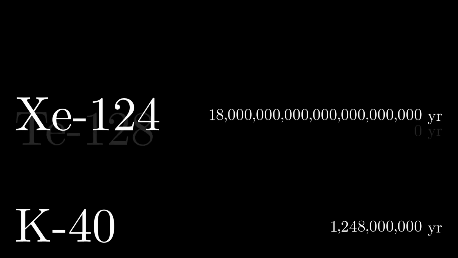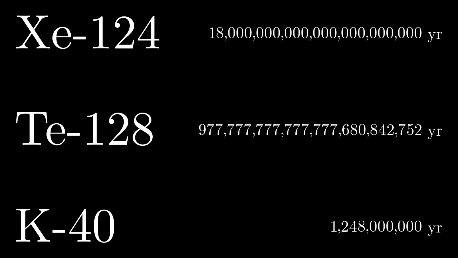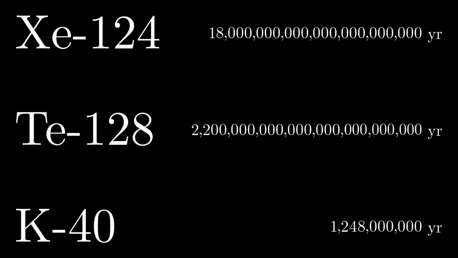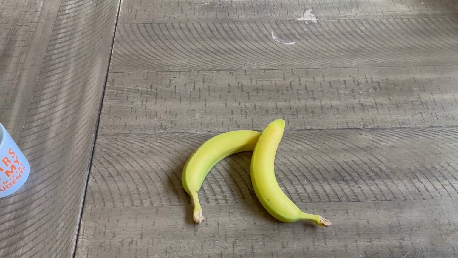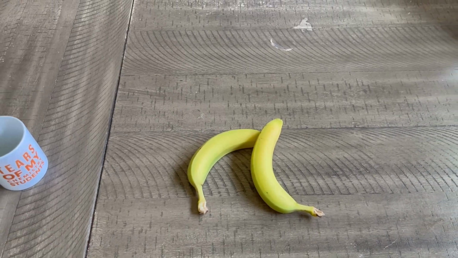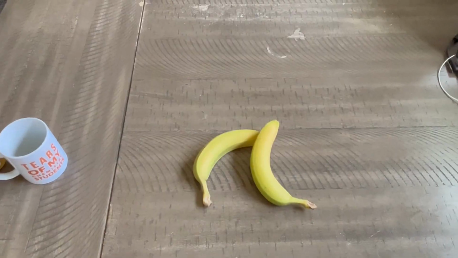The current record belongs to tellurium 128. Its half-life is 2.2 times 10 to the 24 years, which is over 100 times that of Xenon's. But I don't have to worry about potassium 40's radioactivity, as those bananas are still sitting on the table. Unfortunately, the same cannot be said about the orange juice I had a few minutes ago.